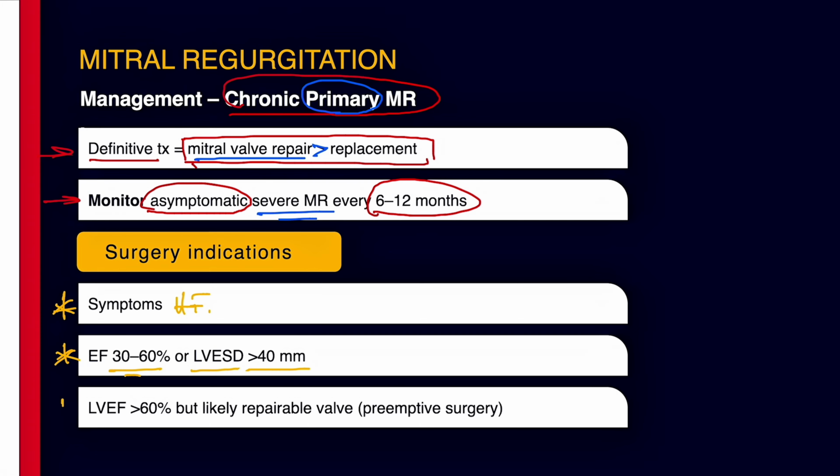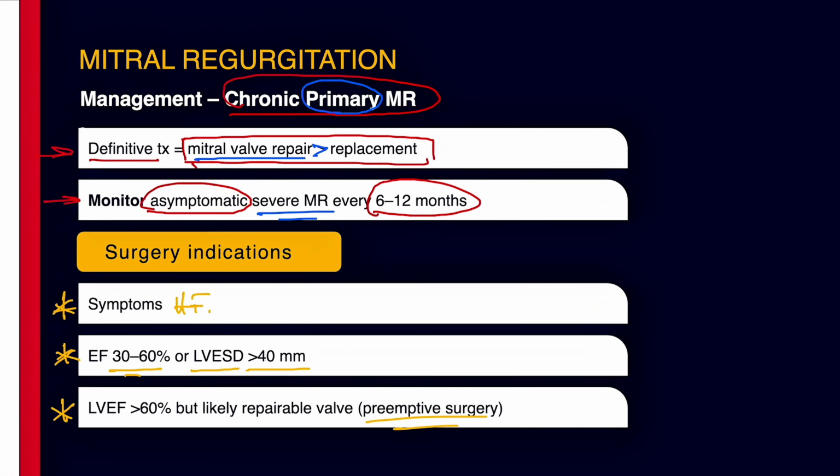Even in some patients with EF above 60%, surgery may be done preemptively, especially if the valve is likely to be repairable and the patient is a good surgical candidate. Okay? So it's going to be assessed case by case. But usually, symptoms of heart failure or EF between 30 and 60%, or LV end-diastolic or end-systolic dimension greater than 40 millimeters. Okay?